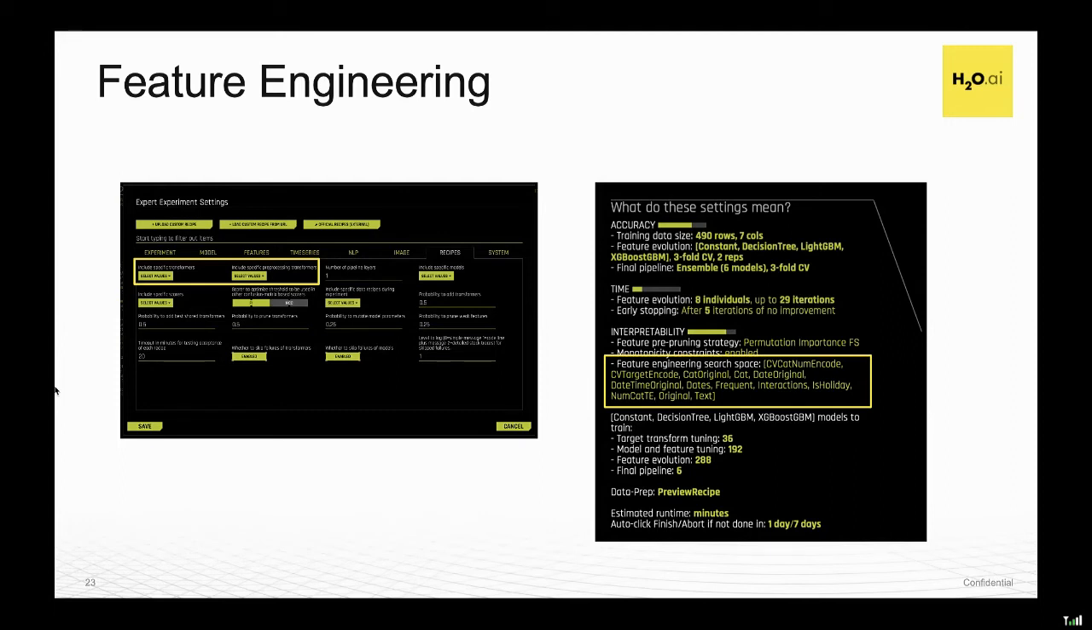Currently today in Driverless AI, there is no pre-processing feature engineering, and it's quite possible that a lot of your experiments won't use this. You'll just have one layer of feature engineering. But if you want to add in the second layer, this is how you would do it. And then you'll see these on the "what do these settings mean" section under this feature engineering search space.